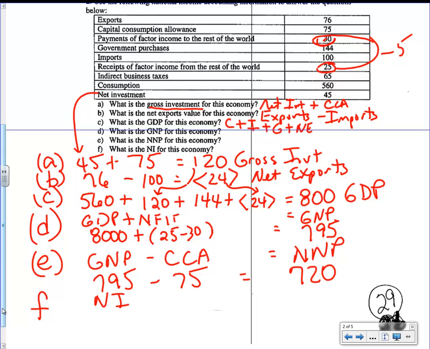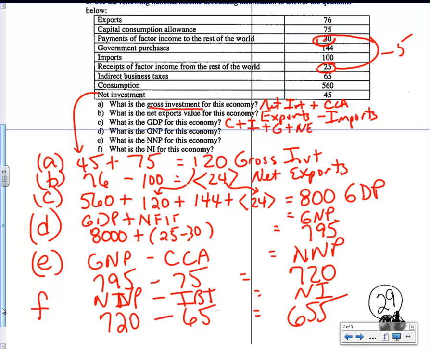And the last one says, how much is national income? National income is our net national product minus our indirect business taxes. Start with 720. Go back up to the top. Indirect business taxes are given to us at 65. So we'll end up with national income of $655.